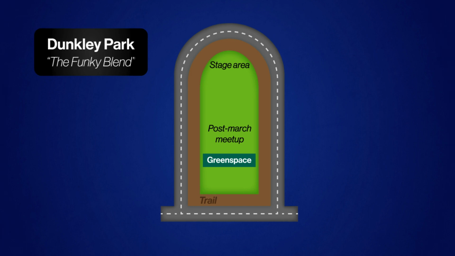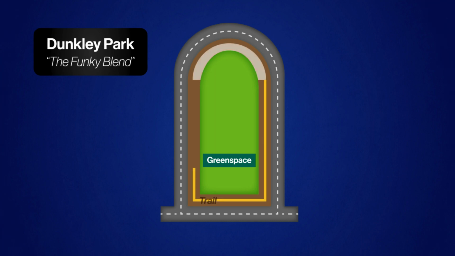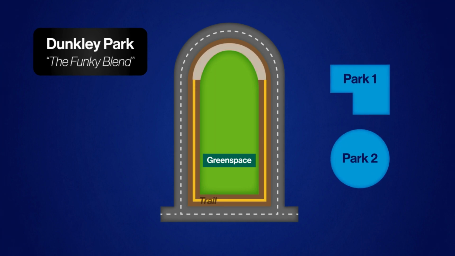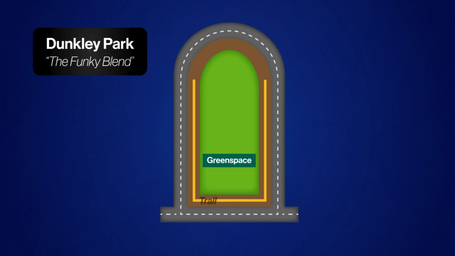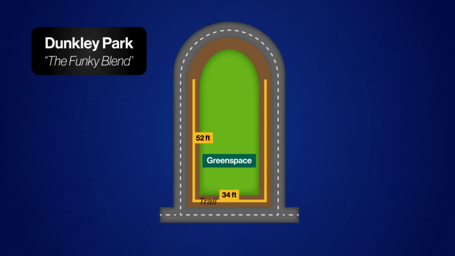For this park's perimeter, we'll have to figure out the perimeters of a partial rectangle and a partial circle, sort of like we did for the last 2 parks. Let's start with the partial rectangle. Based on the map online, the rectangle is 52 feet long and 34 feet wide, and the southern side, the western side, and the eastern side make up the perimeter of that section.